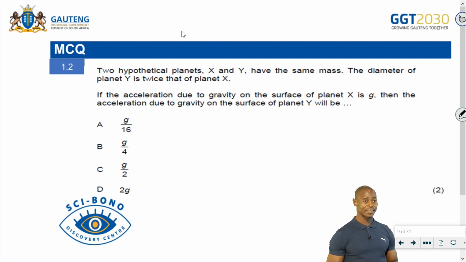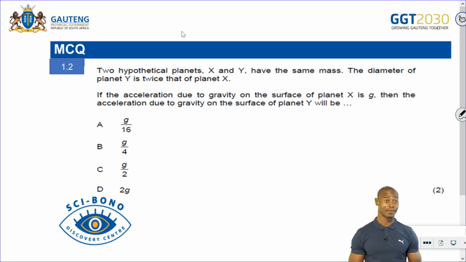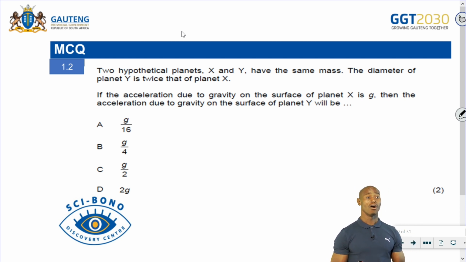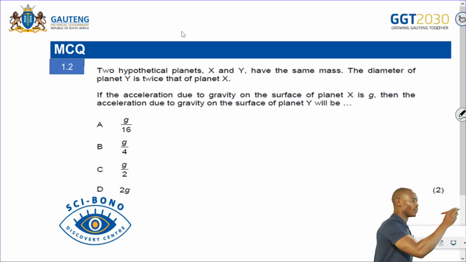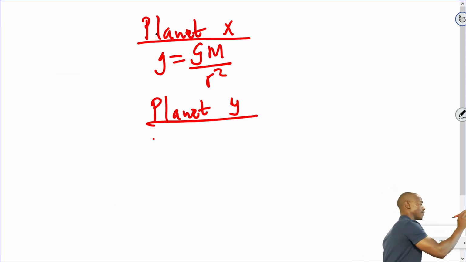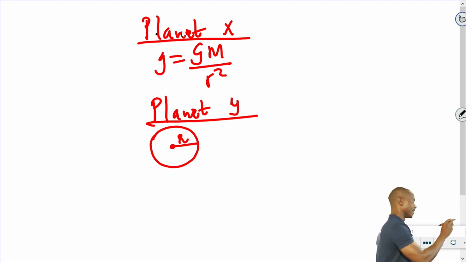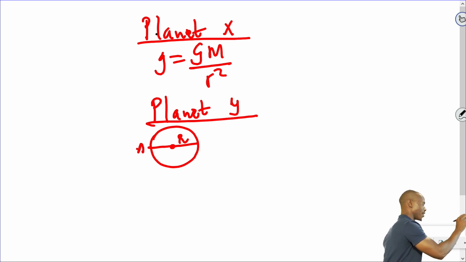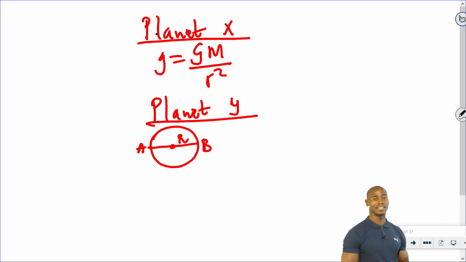What about the radius of planet Y? The diameter of planet Y is twice that of planet X. For those who are doing maths, if you have the diameter, from this point to this point, that is the radius. Then if you have from point A to point B, you are having the diameter.